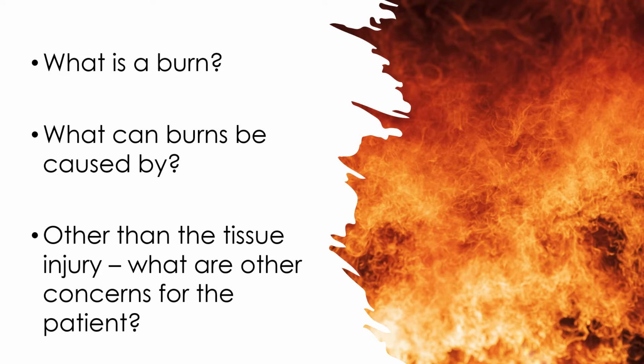Other than the tissue injury, what are other concerns for the patient? What do you think, what else do you want to be concerned about as a nurse other than the tissue damage, whether it be superficial or deep muscle? What else should we be concerned about? Airway is huge, okay? Along with just the skin and tissue injury, we can also have smoke inhalation injuries as well. Okay, so really maintaining an open and patent airway and always assessing the need for a patient to need an airway is very, very important for the nurse.